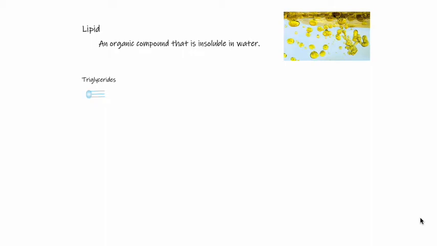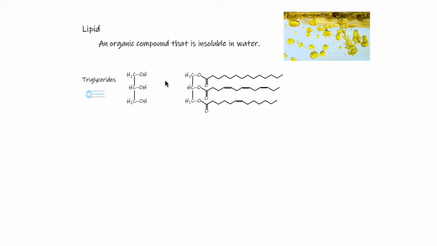The first is called a triglyceride. And triglycerides are built based on a glycerol backbone, and this is what a glycerol molecule looks like. And at each one of these sites, we can bind a fatty acid. If we bind one fatty acid, it's called a monoglyceride, two would be a diglyceride, and three is a triglyceride. So this is a structure of a triglyceride.